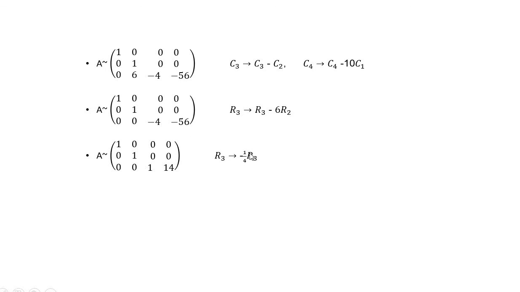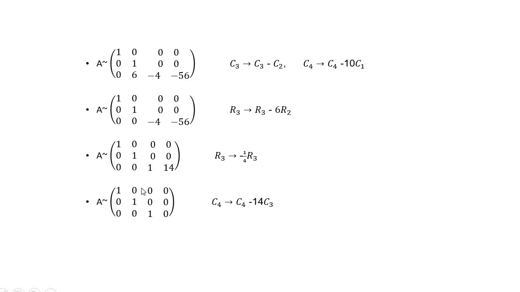After this, you see, this third row, third element should be 1. So, I have taken minus 1 by 4 R3, and we got it as 0, 0, 1. Now, at last we have 14. Let us see whether we are able to eliminate this 14 or not. Now, you take C4 is equal to C4 minus 14 C3. When you subtract 14 times C3, this 14 will reduce. Now, we got the normal form.